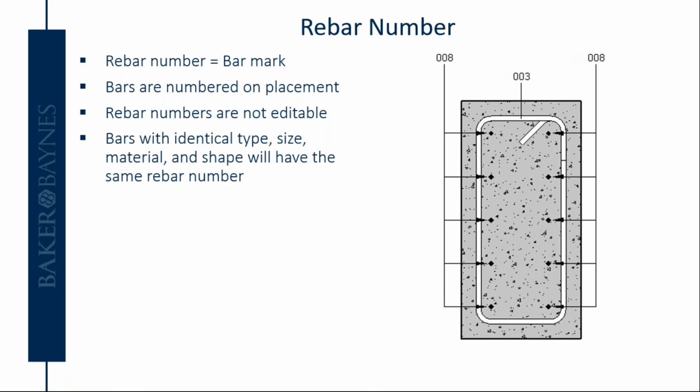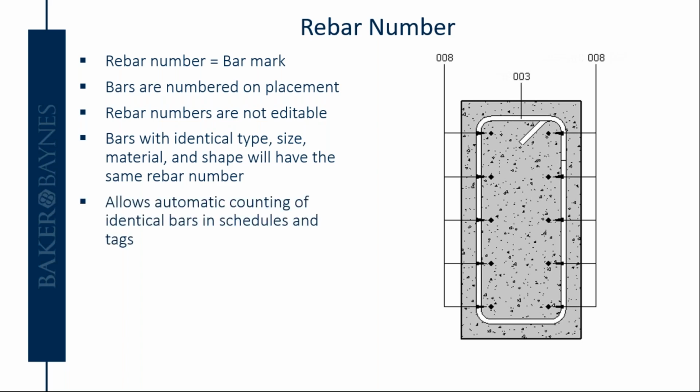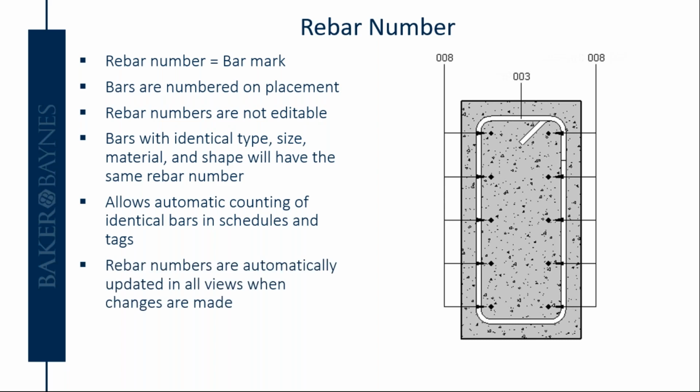It makes your schedule nice and concise, and it also allows for automatic counting of those bars in your tags as well. And if you make any changes, the Rebar numbers will update automatically in all the views. So if you make a change, you don't have to go to your section, your longitudinal view, your plan view and your elevation view and update it. It updates automatically. So that is the biggest plus, I would say.